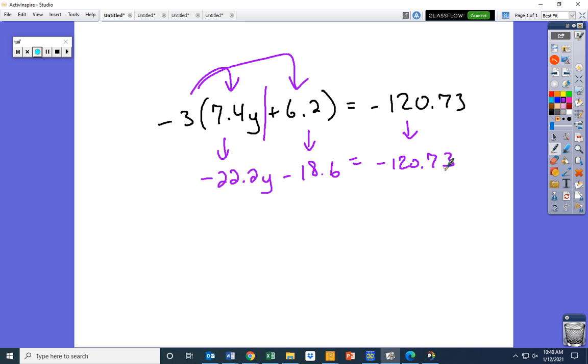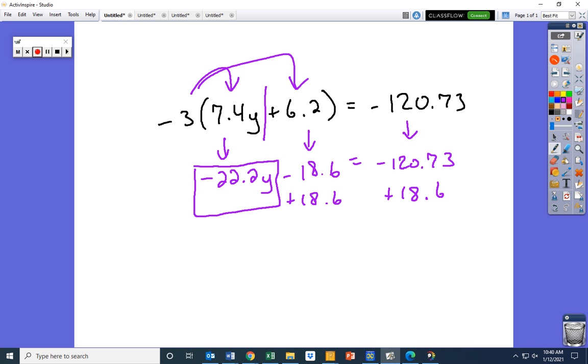Okay. So now, I've turned this into a what? A two-step equation. So, what's going to be in my box here? What's directly touching that variable? This right here. Okay, what's outside of that box? Noah, what's outside of this box right here? So how do I get rid of the minus 18.6? I do that here, and I do it where?